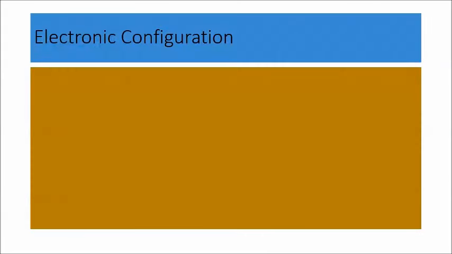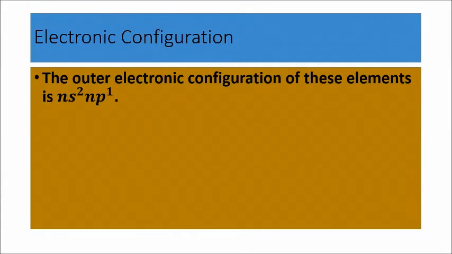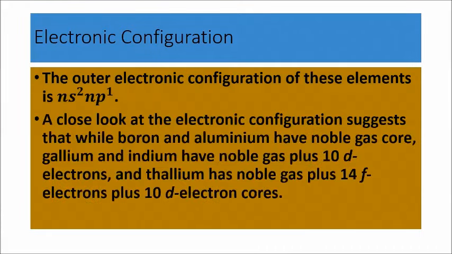The electronic configuration, just now we have seen, is ns2np1. Outer configuration only we are talking about. A close look at the electronic configuration suggests that while boron and aluminium have a noble gas core, gallium and indium have noble gas plus 10 electrons, and thallium has noble gas plus 14 f electrons plus 10 d electrons core. This is about the electronic configuration in the respective group.